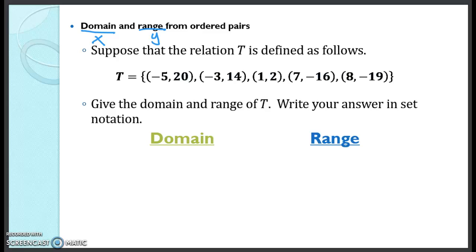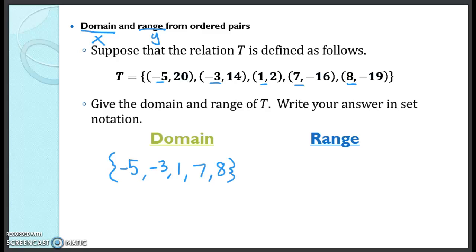So, given we have this relation T, find the domain and the range. And it says to write your answer in set notation. Set notation is when we use these brackets to say this is everything we're including in the domain. So what are our x values in the domain? -5, -3, 1, 7, and 8. So what we do is we write them out. -5, -3, 1, 7, and 8.